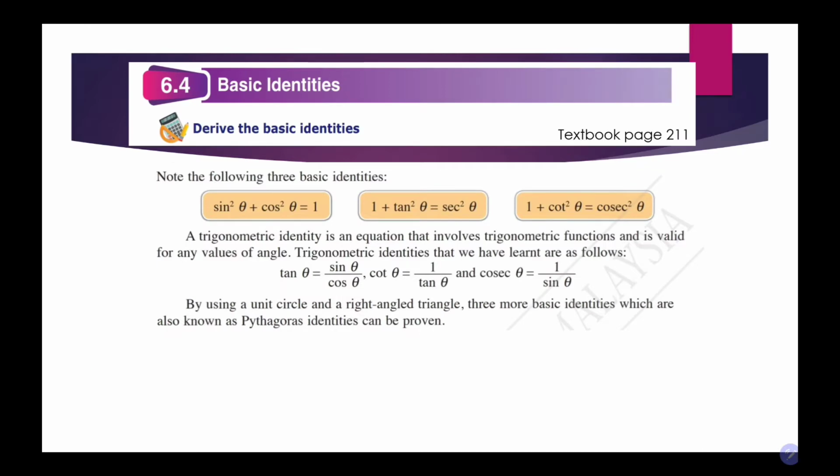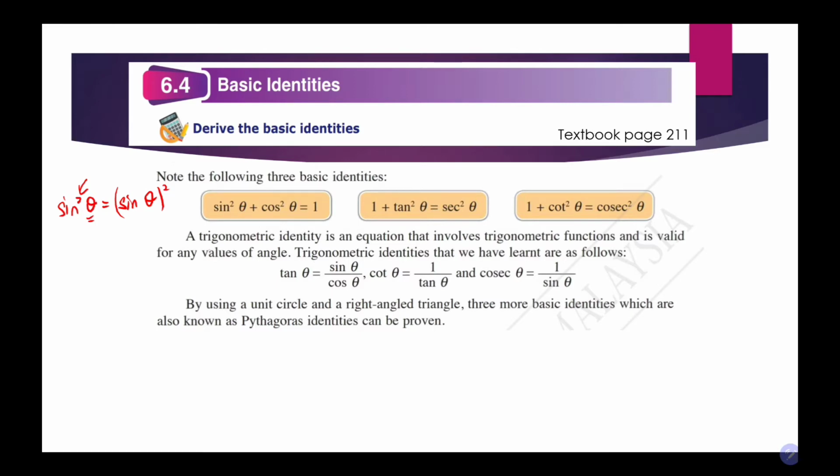Alright, so let's see. From your textbook, page 211, note the following basic identities. So we have sine square theta plus cos square theta equals 1. The sine square theta here means sine theta squared. To simplify the bracket, we can write the square just beside the function of sine. Don't forget to follow with the theta after the function of sine.